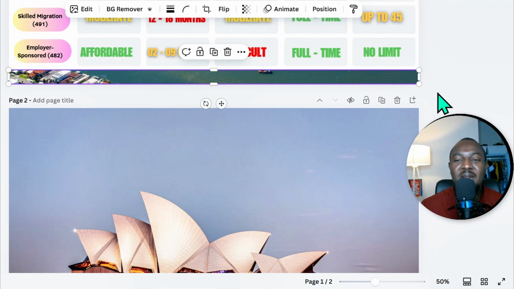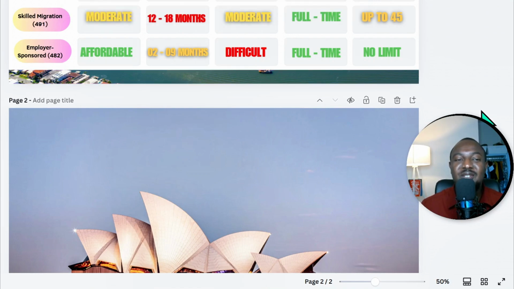Next on the list, we have the employer sponsored visa. So visa subclass 482. This visa is affordable. Okay, why is it affordable? Because if you're fortunate enough to get a sponsor from an employer, most times the employer takes care of every single thing. They'll take care of all the expenses in regards to you migrating to Australia to come and live and work for that particular employer.